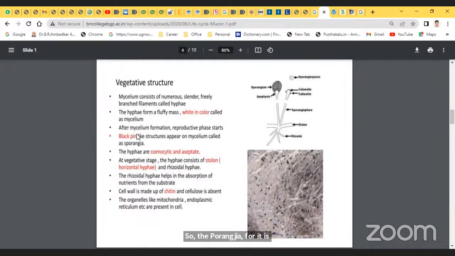At the vegetative stage, the hyphae consist of stolon, horizontal hyphae, and the rhizoidal hyphae. The rhizoidal hyphae help in the absorption of nutrients from the substrate. The cell wall is made up of chitin, and cellulose is absent. Cell organelles like mitochondria and endoplasmic reticulum are present.